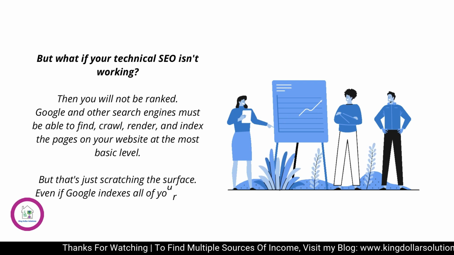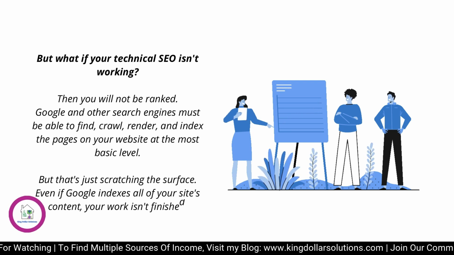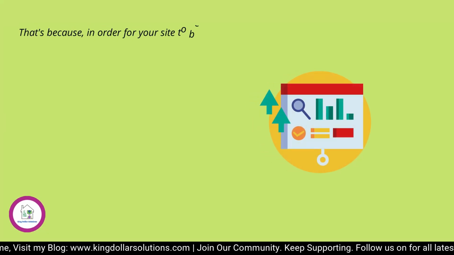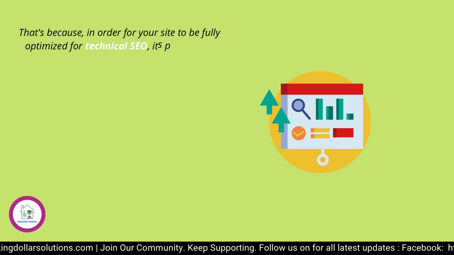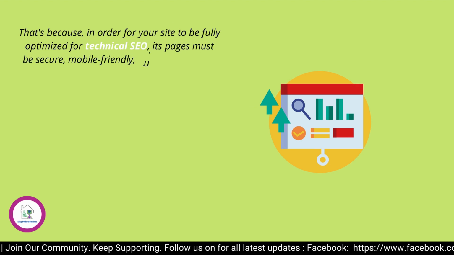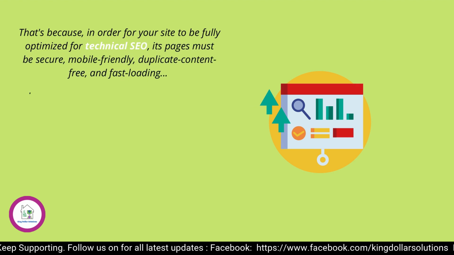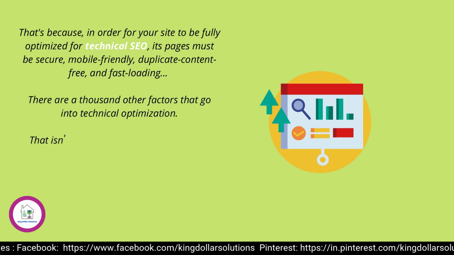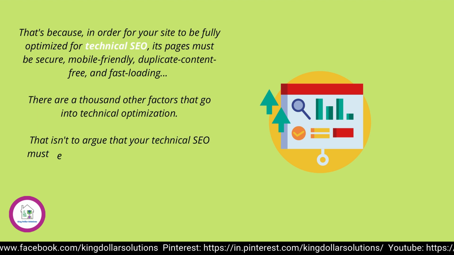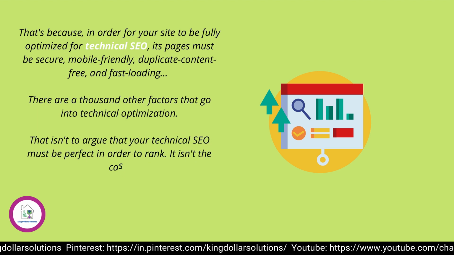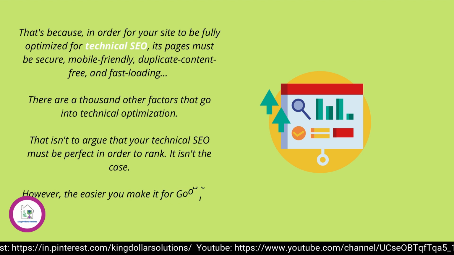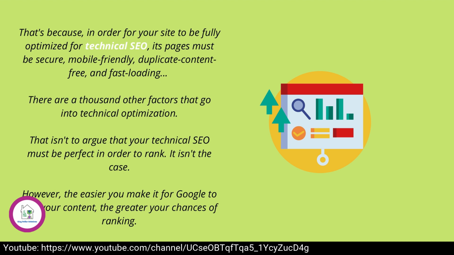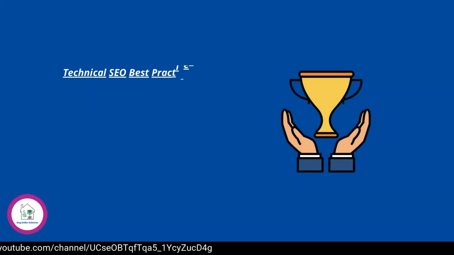Even if Google indexes all of your site's content, your work isn't finished. That's because, in order for your site to be fully optimized for technical SEO, its pages must be secure, mobile-friendly, duplicate content-free, and fast-loading. There are 1,000 other factors that go into technical optimization. That isn't to argue that your technical SEO must be perfect in order to rank. It isn't the case. However, the easier you make it for Google to find your content, the greater your chances of ranking.